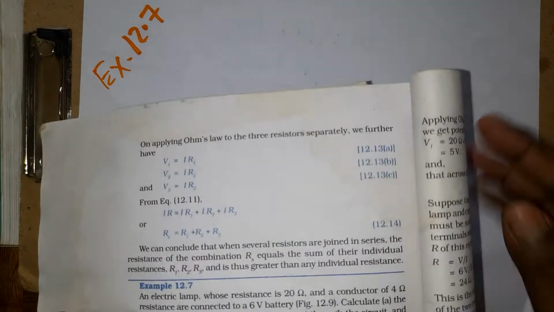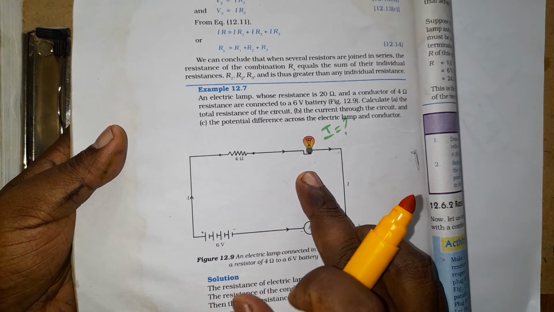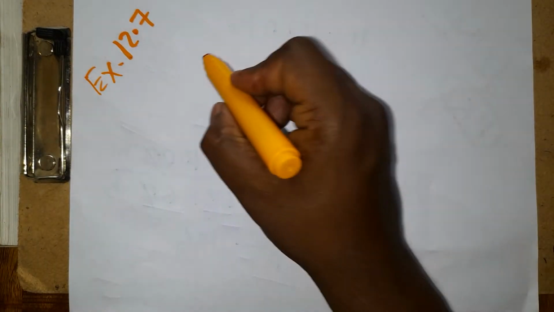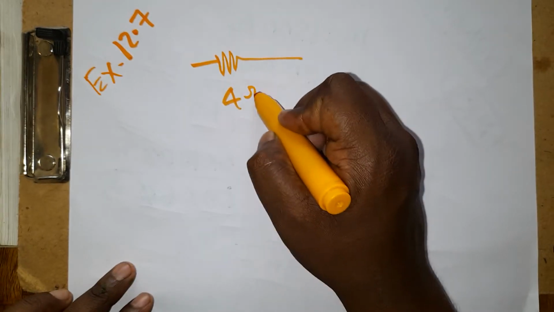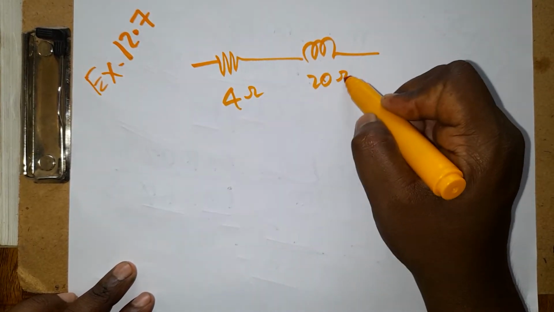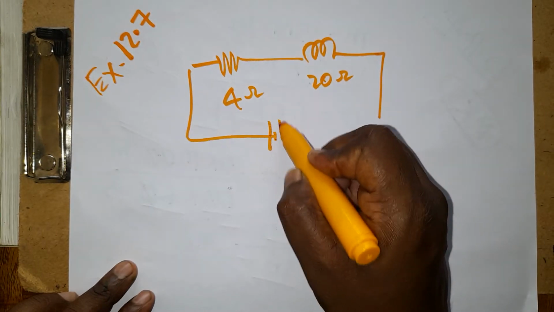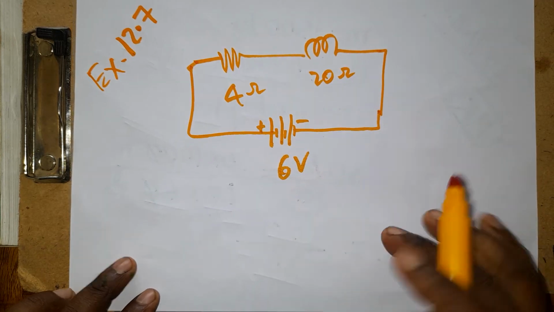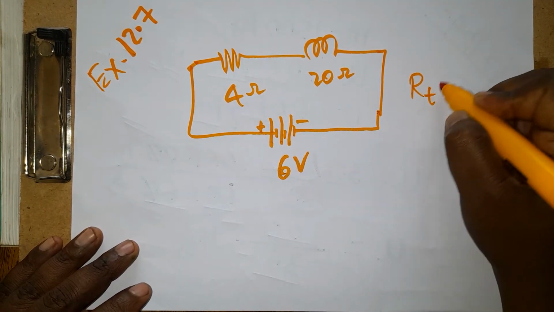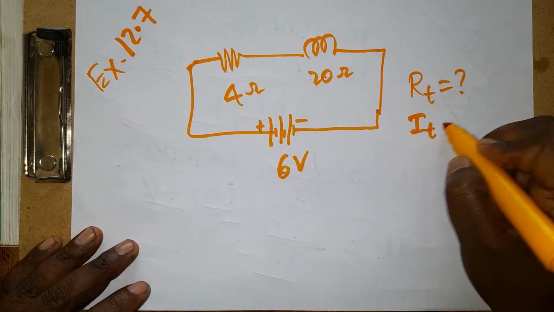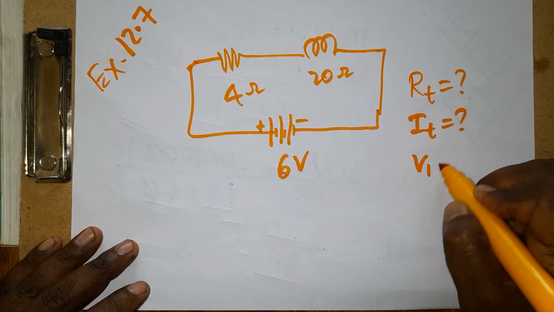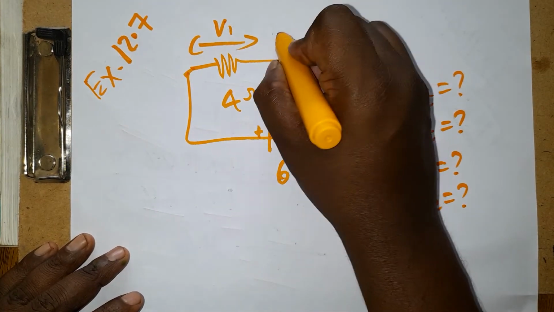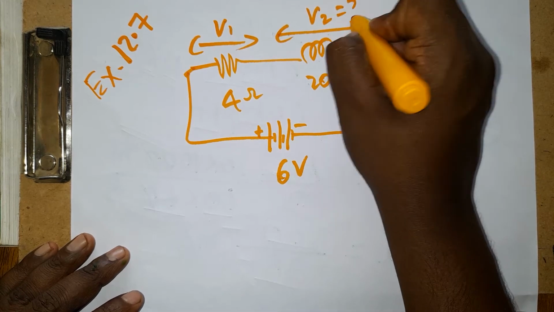Two resistances in series, 4 ohms and 20 ohms in series. This is the problem we are going to discuss. The voltage I applied is 6 volt. The resistor is 4 ohms, and the bulb is 20 ohms, which is given in the question. They applied the battery as 6 volt, plus minus battery as 6 volt. Now we are going to calculate the total resistance, the total current, and the voltage on each, V1 voltage and V2 voltage. These are the questions. V1 voltage here, V2 voltage here. We'll find all the answers.